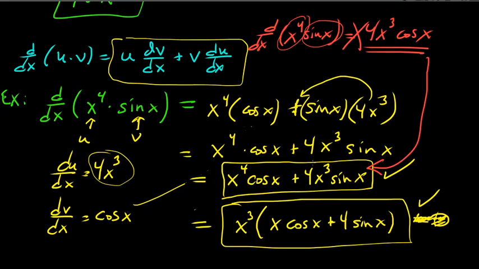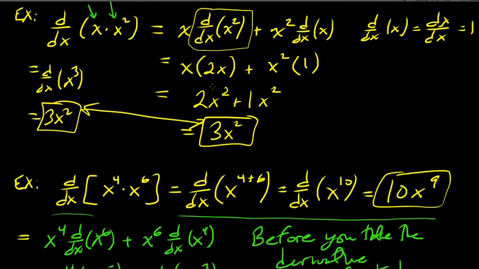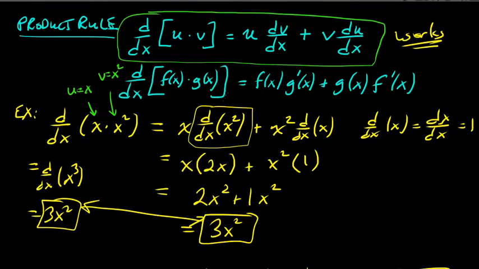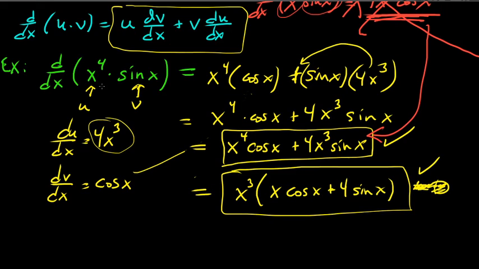You get 4x cubed, but it's times sine x. You get cosine of x, but it's times x to the 4th. You get the sum of two terms here. Here you just get one. So please don't do that. That's just the wrong answer. You have to get used to the product rule here. In some cases, you can get around it by simplifying, but in this example down here, you had no choice but to use the product rule. Okay, so that's the product rule.